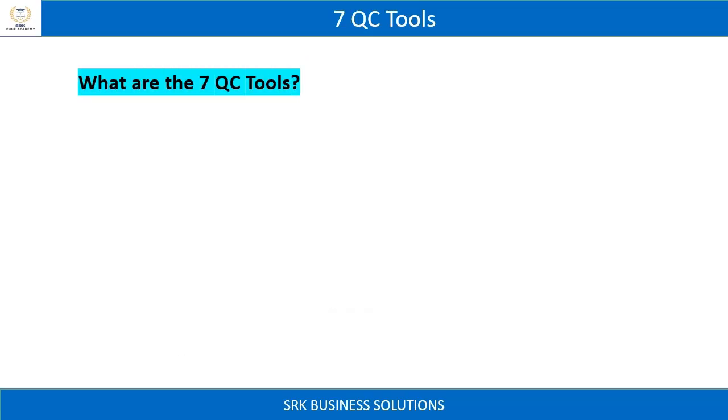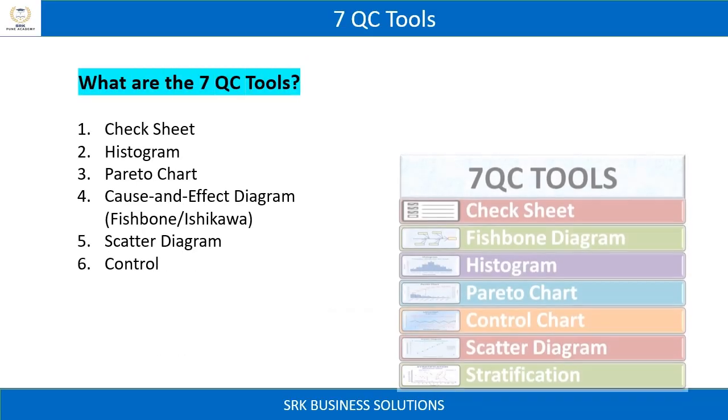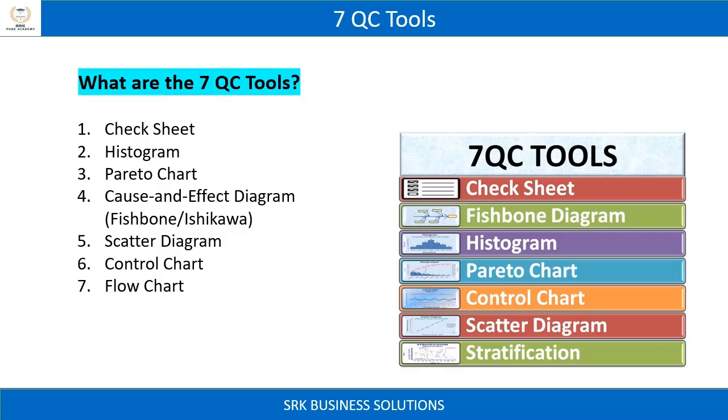The 7 QC tools include 1. The check sheet. 2. The histogram. 3. The Pareto Chart. 4. The Kaizen effect diagram, also known as the Fishbone Diagram. 5. The scatter diagram. 6. The control chart. And 7. The flow chart. Each of these tools plays a unique role in problem solving, and together they form the backbone of quality improvement in WCM.